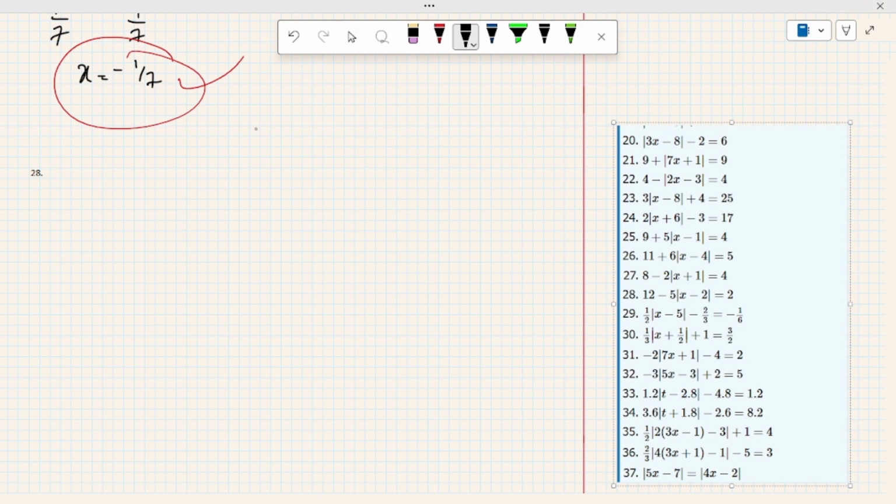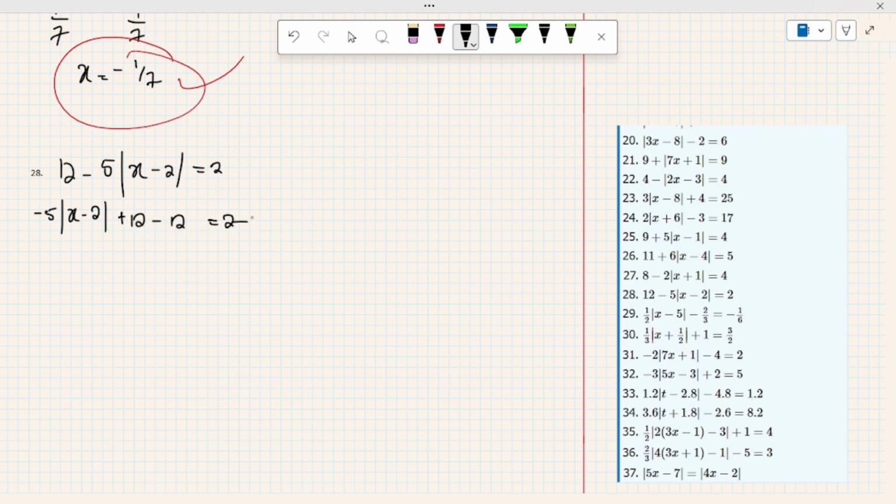Number 28 says 12 minus 5 absolute value of x minus 2 equals 2. Basically, how you solve this is the same way you solved the other ones. So you have negative 5 times the absolute value of x minus 2, and then plus 12, minus 12, is equal to 2 minus 12.